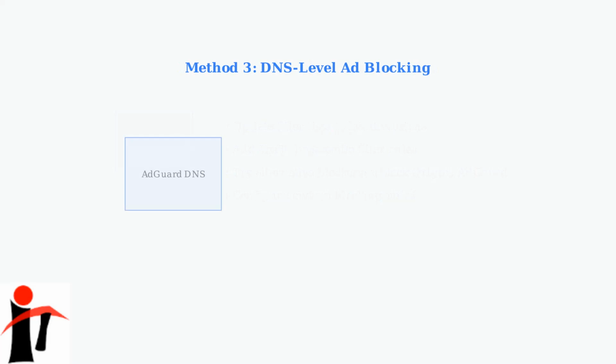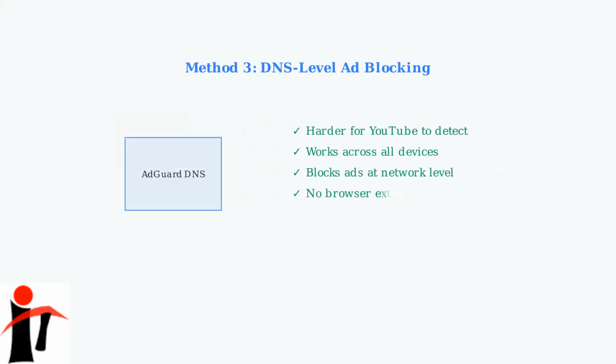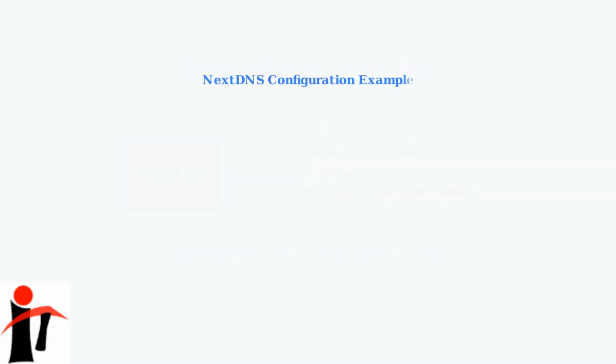DNS-level blocking is more advanced and harder for YouTube to detect. Services like AdGuard DNS and NextDNS block ads at the network level before they reach your browser. This method works across all devices on your network and doesn't require browser extensions, making it much more difficult for platforms to detect. Here's how to set up NextDNS.